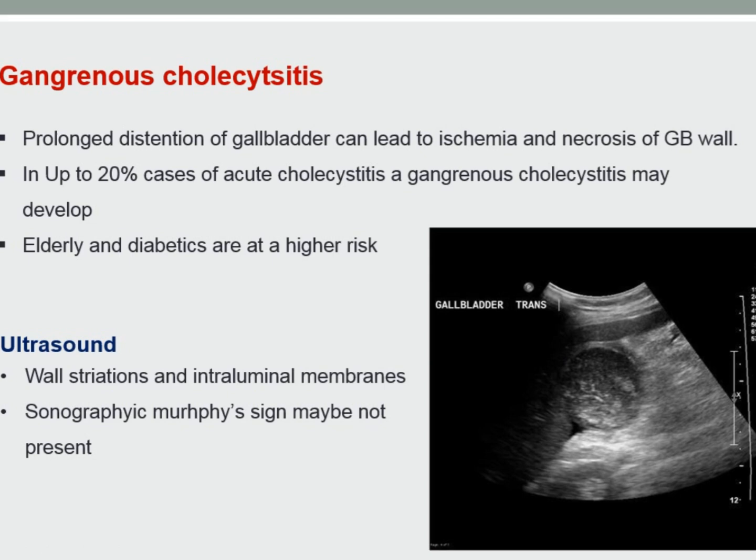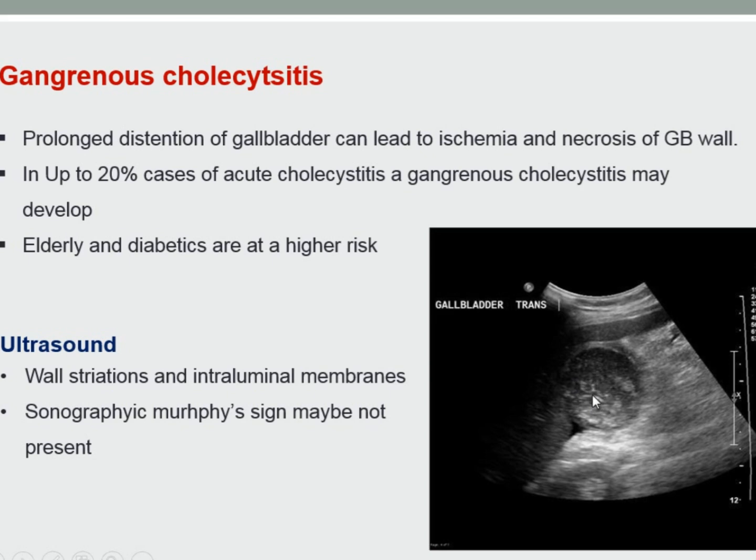Gangrenous cholecystitis: when there is prolonged distension of the gallbladder, there will be gallbladder wall ischemia and necrosis. It happens in about 20% of patients with acute cholecystitis. Elderly and diabetics have higher risk. On the ultrasound, we will see wall striation and intraluminal membranes.